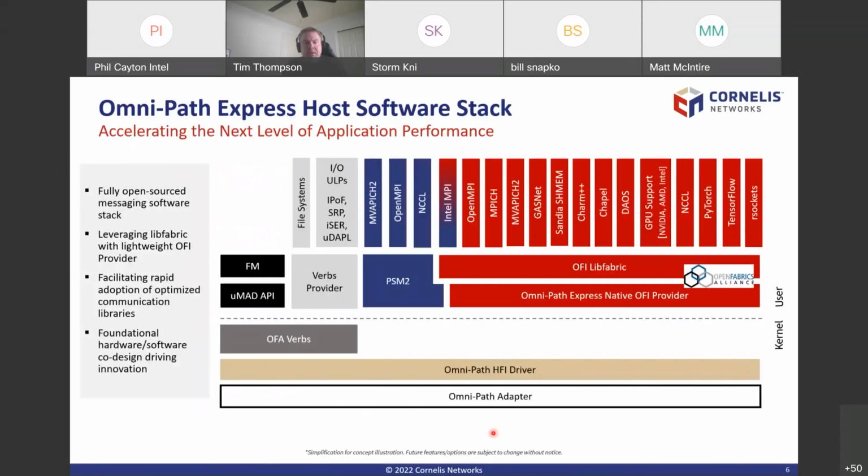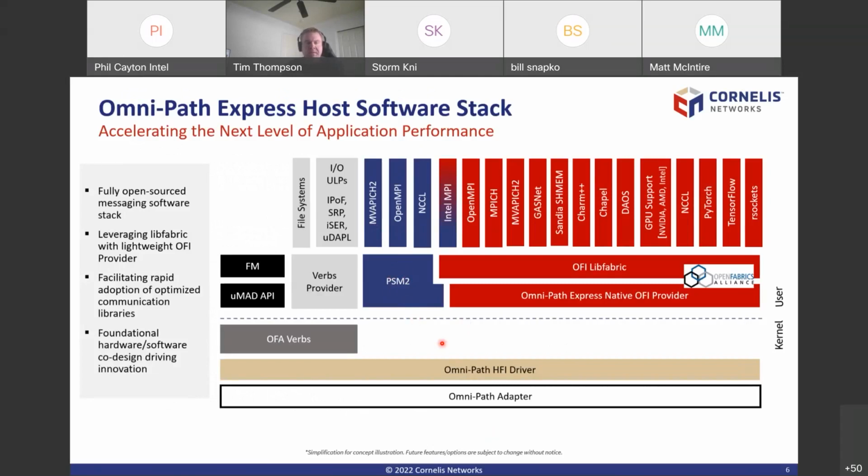I like this slide right here. It's a good picture of the Omni-Path view of the HPC software stack. You can see here, as I was mentioning before, there are some MPIs like OpenMPI that can go right into PSM2 and use it natively. CH4 and MPICH will do that too.